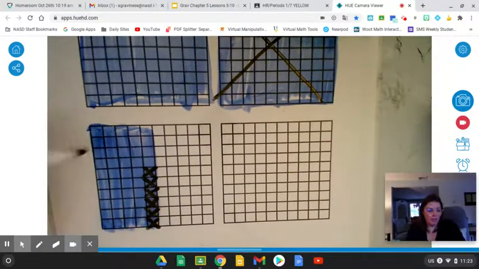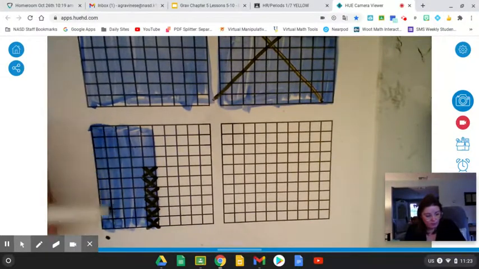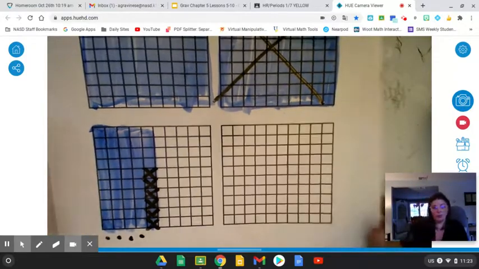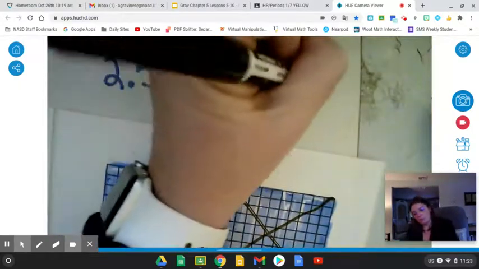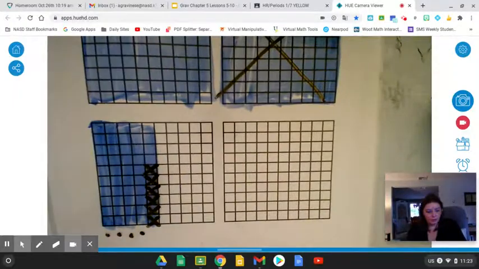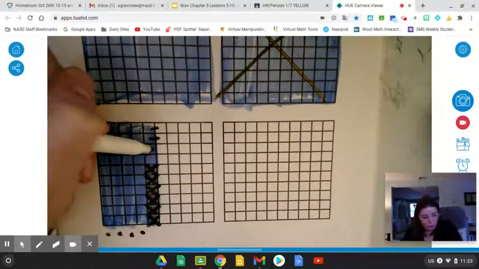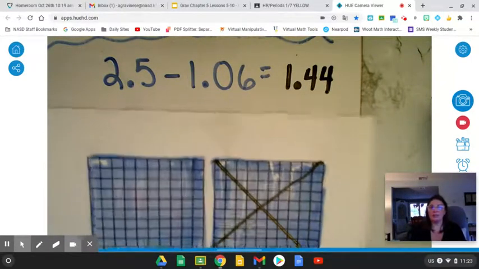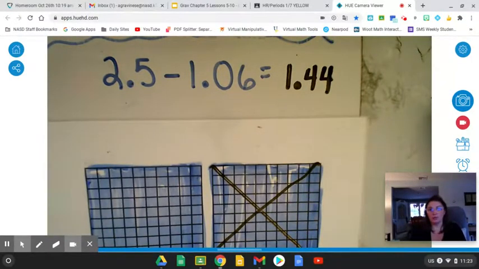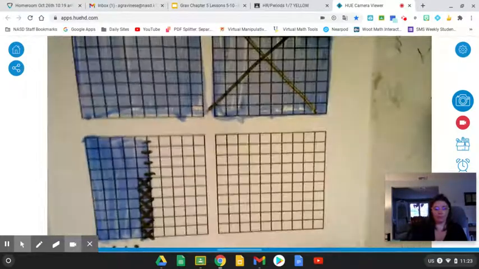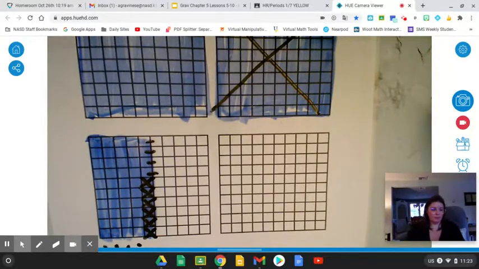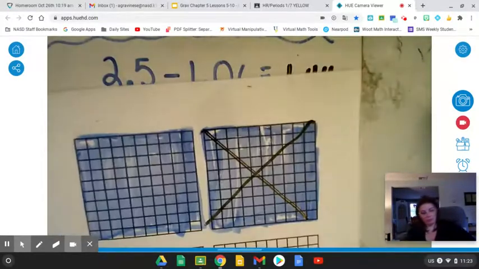Let's count up our tenths. 1, 2, 3. I have 4 in my tenths. And how many hundredths are left? 1, 2, 3, 4. So I have 1 whole and 44 hundredths left over. 1 whole, 44 hundredths. Okay, let's do one more example.